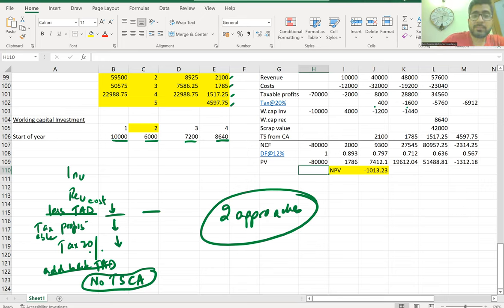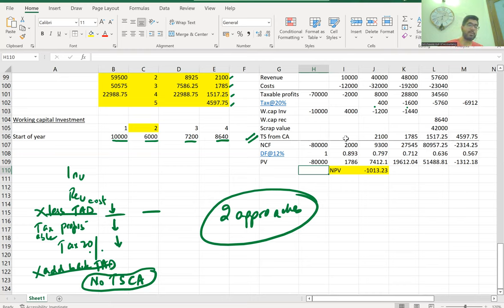But there is another format in which we don't take this TAD less and add back. We don't do anything about TAD. To get the tax benefit, we simply add back tax savings from capital allowances, because when you are adding tax savings, you are adding a benefit. So adding a benefit means tax is going down. So the objective is achieved in both methods, although both methods may produce a slightly different answer.